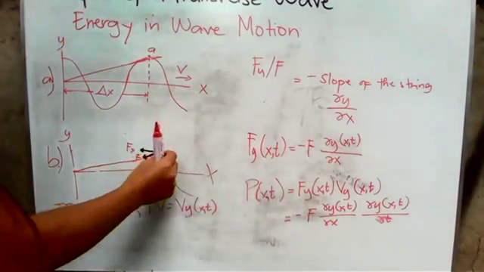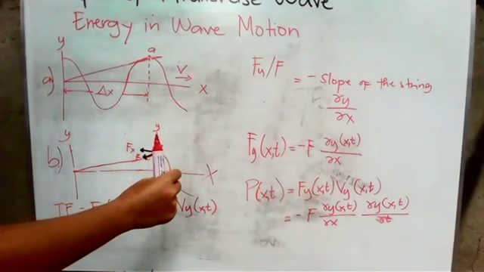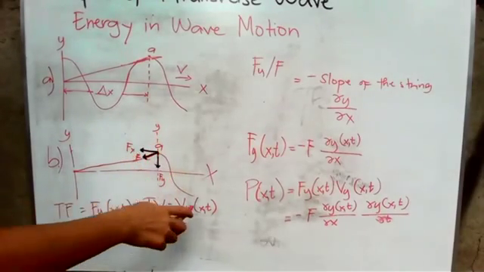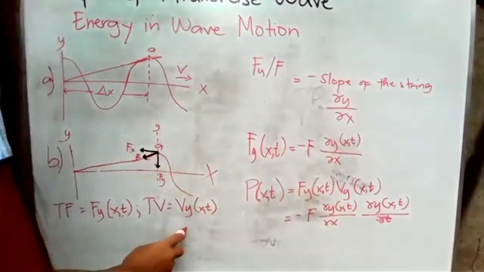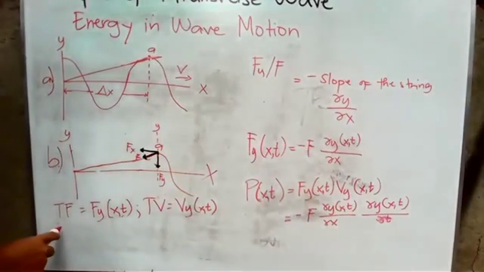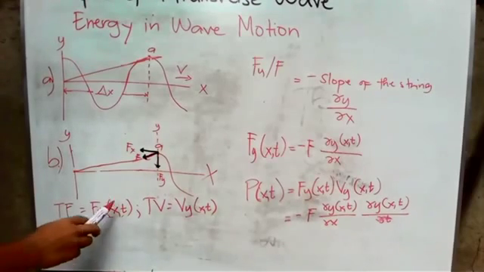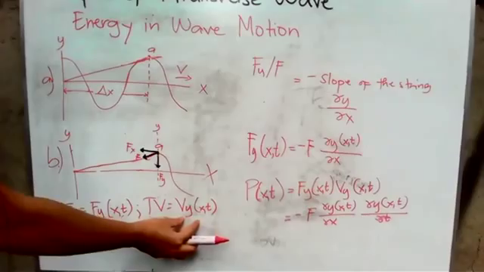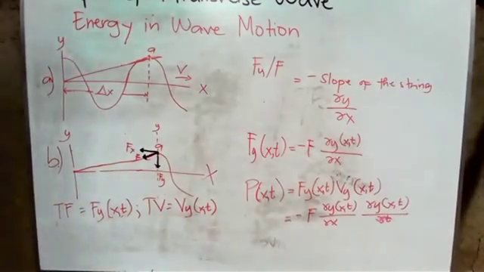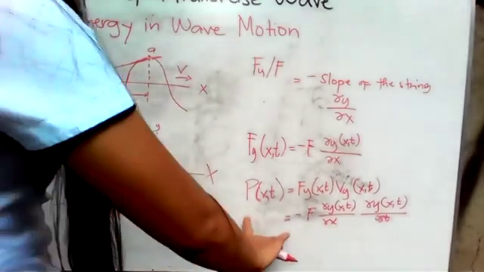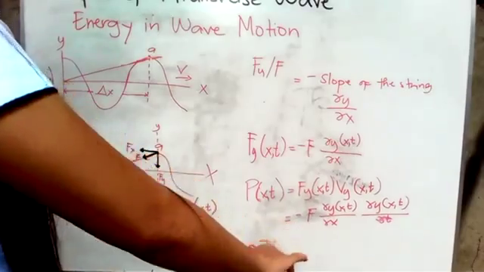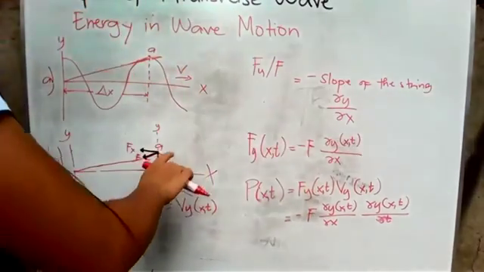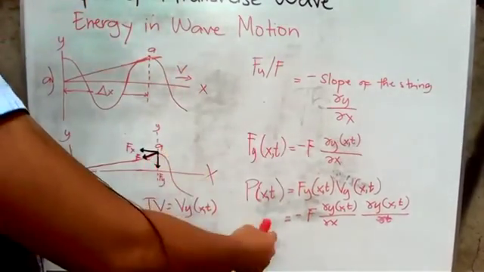So at a time, the transverse velocity Vy. So this is our transverse force, Fy as a function of x and t, and our transverse velocity, which is Vy as a function of x and t. Our power, so this will be the equation in getting the power of this point A.